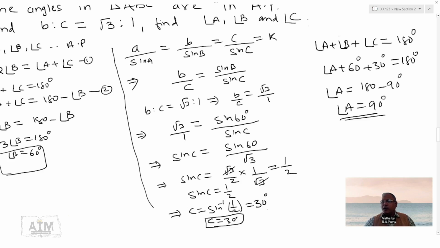So we wanted to find angle A, angle B and angle C. So what is the result? Angle A is 90 degrees, angle B equals 60 degrees and angle C equals 30 degrees. This is the required solution.